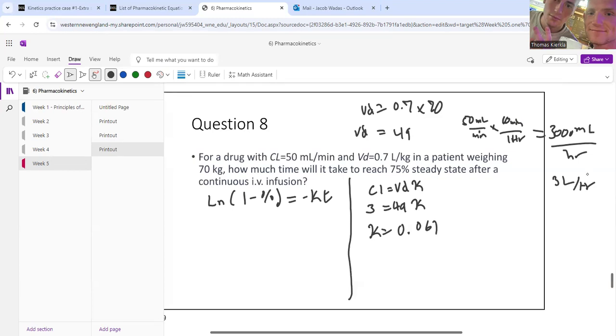All right, so now that we have K, we can go back over here: ln(1 minus 0.75) equals negative K, which is going to be 0.061 T. Here we go: negative 1.39 equals negative 0.061 T.